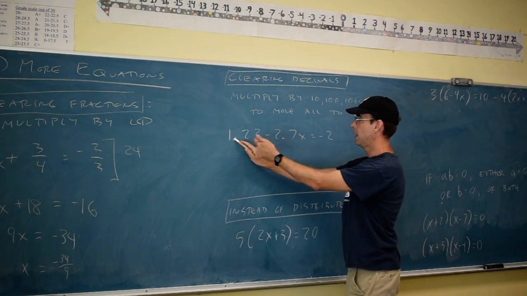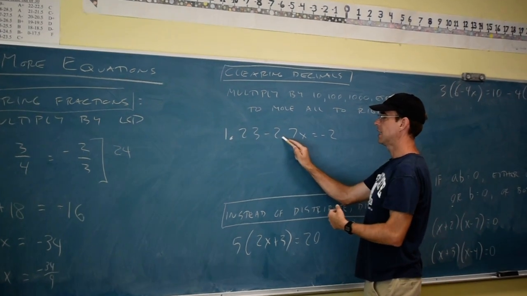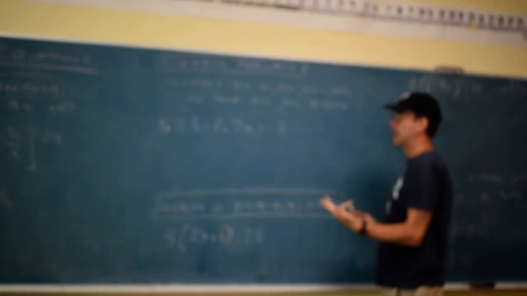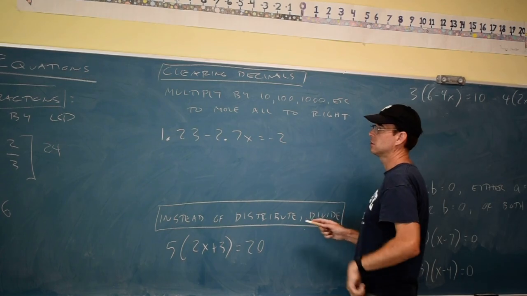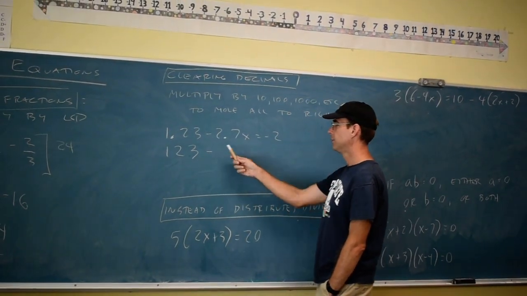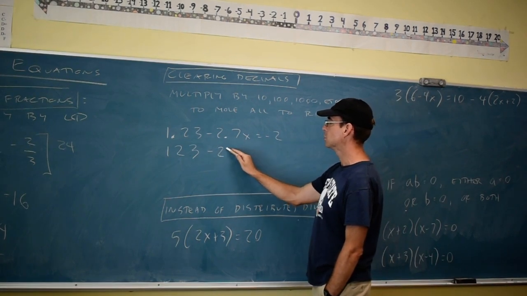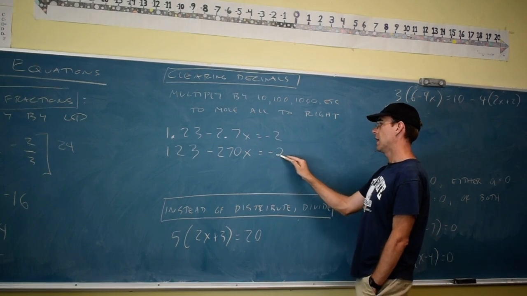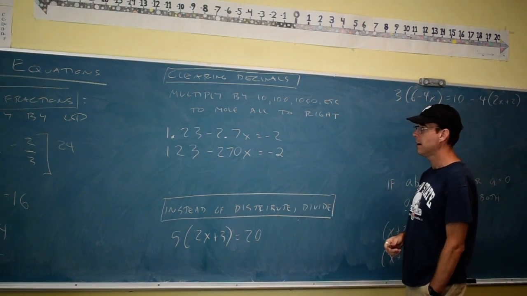So this decimal would like to move 2. This decimal would like to move 1. The longest decimal we have is 2 decimals' worth, so we're going to slide those all over 2 decimals' worth. So this would be 123. This, when you slide it over 2 spaces, would be 270.